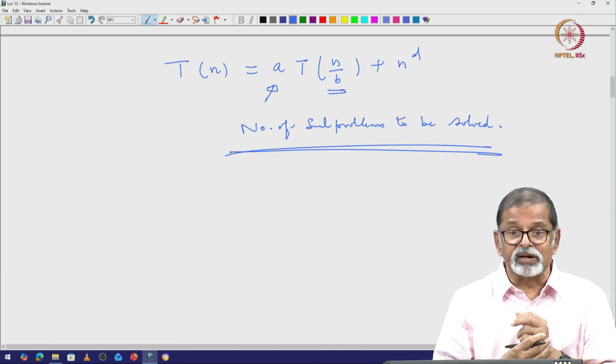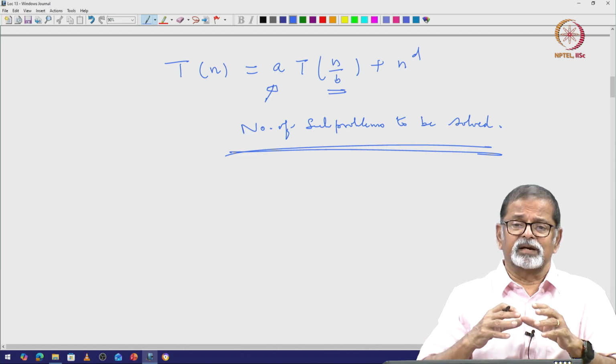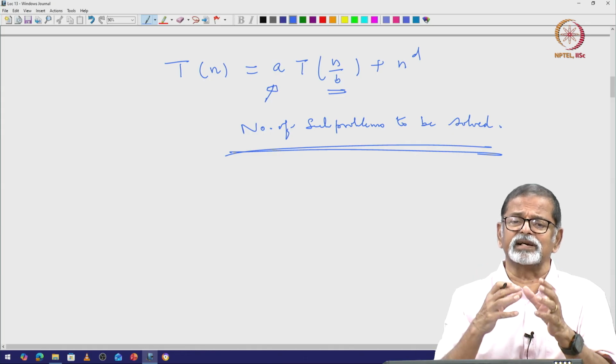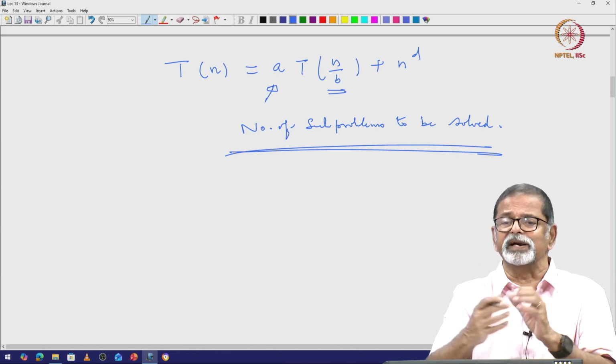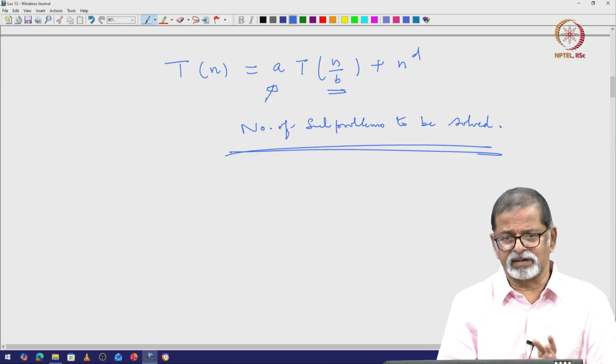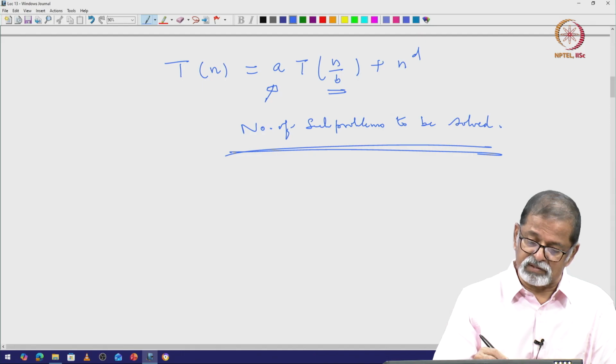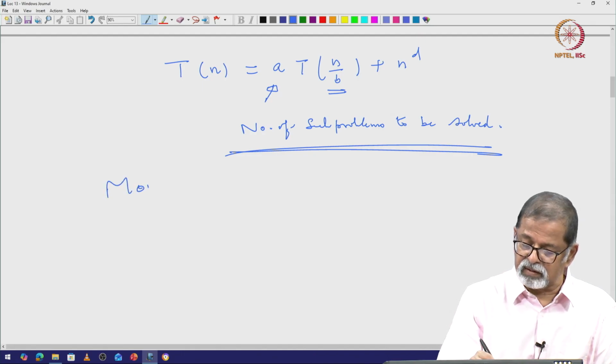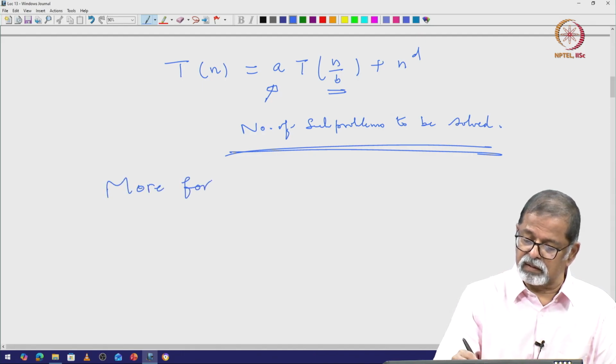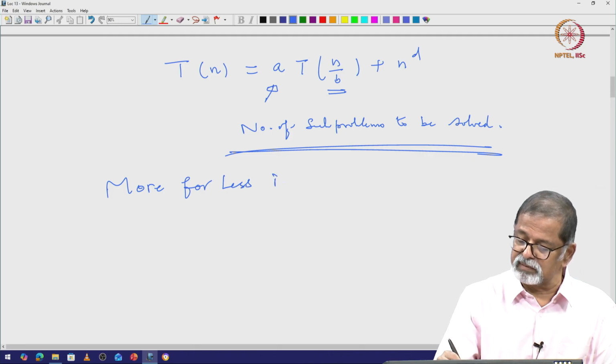Now we are going to look at another magical, very exciting and interesting technique to speed up divide and conquer algorithms. This technique is called the more for less idea.